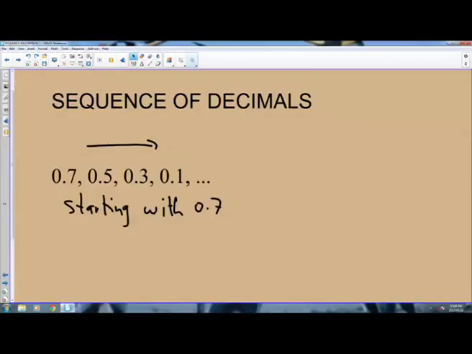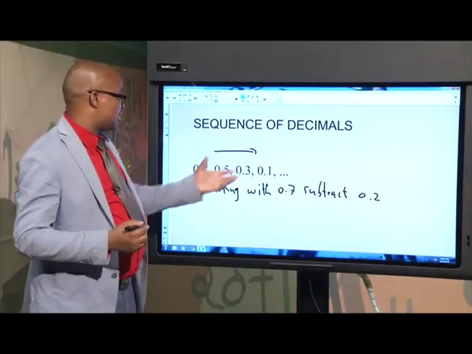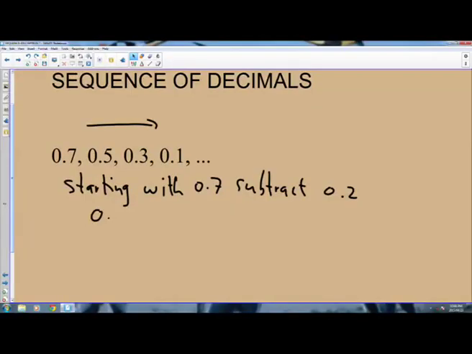How do we get 0.5? We just have to subtract 0.2. So starting with 0.7, subtract 0.2. This is how this sequence is formed. And then the next two numbers within this sequence: we have 0.7, 0.5, 0.3, 0.1. And then what are the next two terms within this sequence?